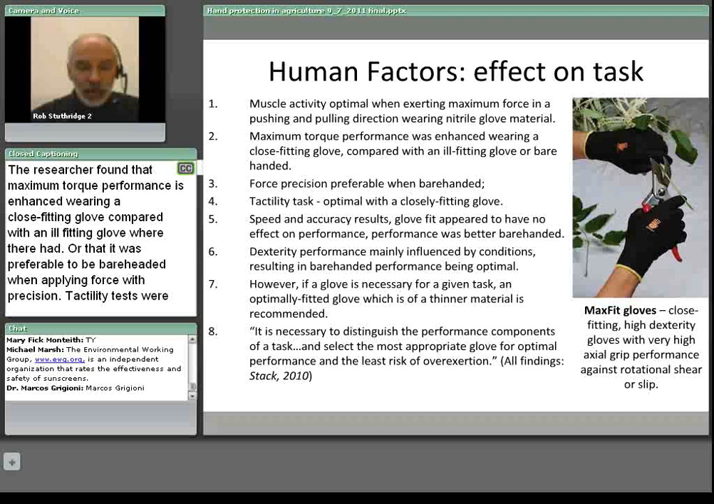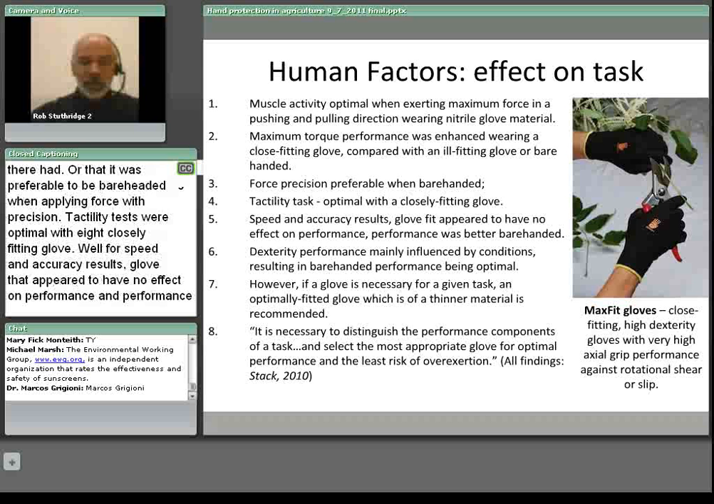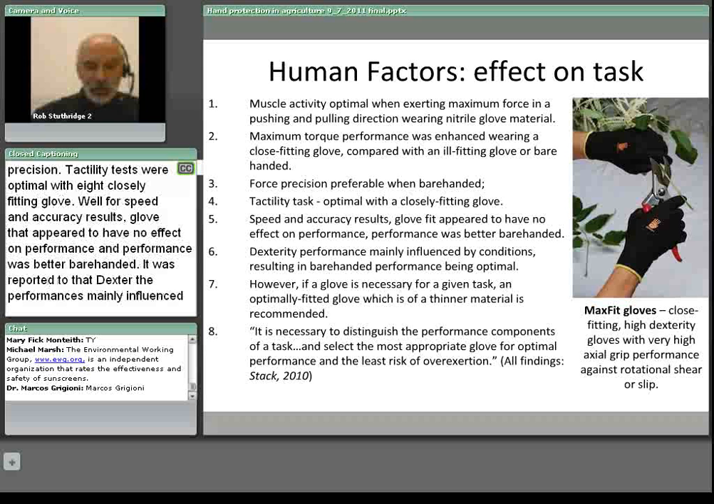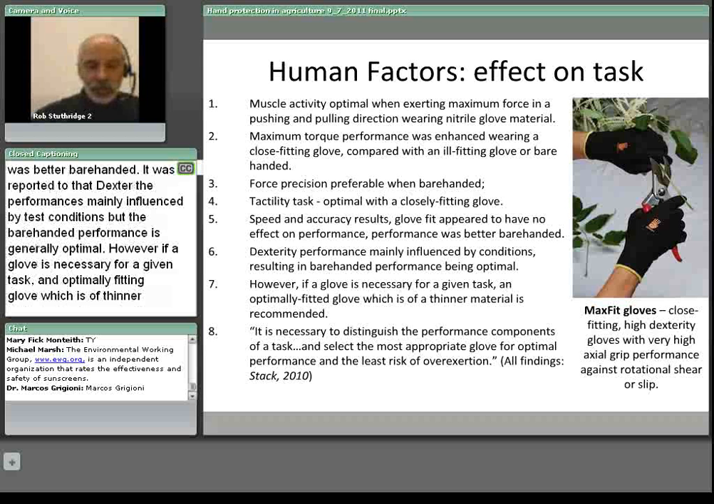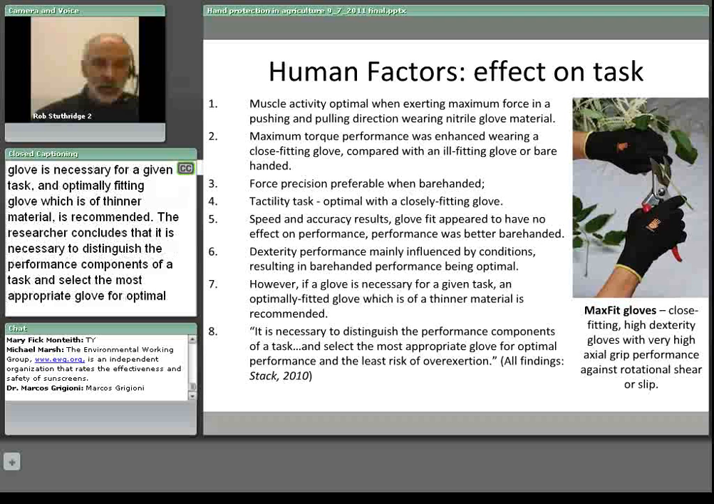It was reported too that dexterity performance is mainly influenced by task conditions, but the bare-handed performance is generally optimal. However, if a glove is necessary for a given task, an optimally fitting glove, which is of thinner material, is recommended. And the researcher concludes that, quote, it is necessary to distinguish the performance components of a task and select the most appropriate glove for optimal performance and the least risk of overexertion.